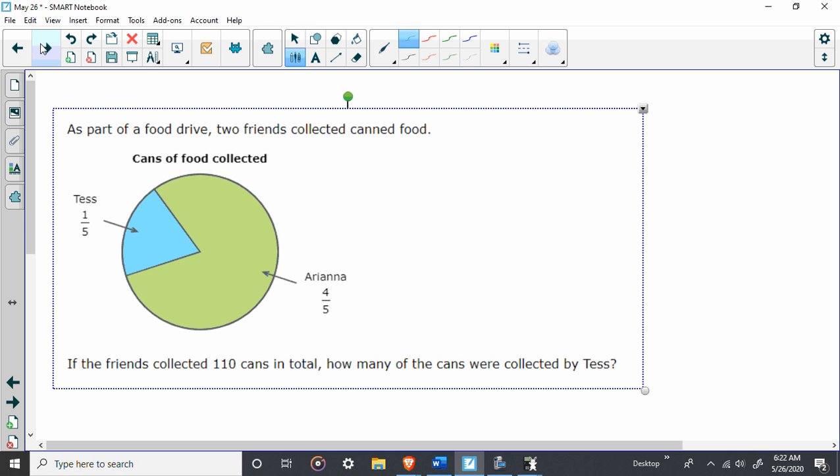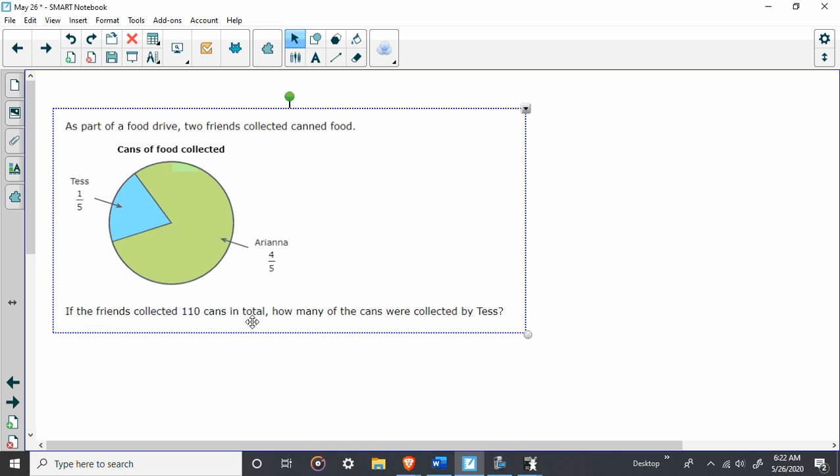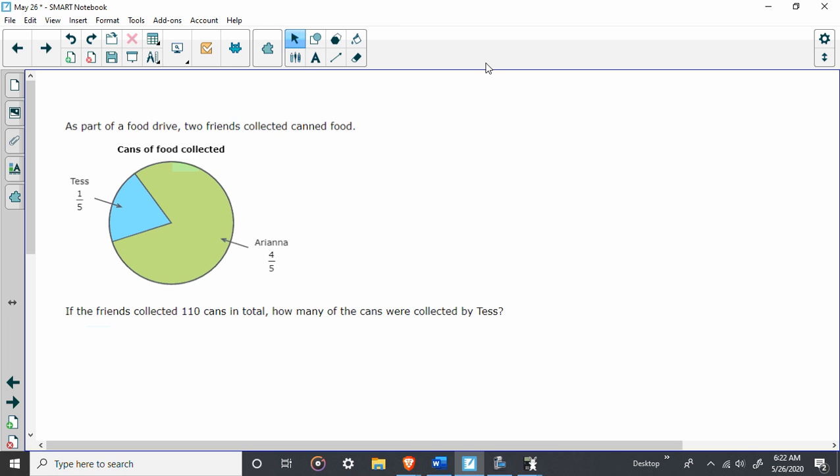Okay. All right. As part of a food drive, 2 friends collected canned food. Well, a lot of people doing a lot of good out there. Okay. They collected 110 cans total. How many of the cans were collected by Tess? So in other words, what's 1/5 of 110? 1/5 of 110 actually just means 1 times 110 divided by 5. So 110 divided by 5, well, 100 divided by 5 is 20, and 10 divided by 5 is going to be 2.